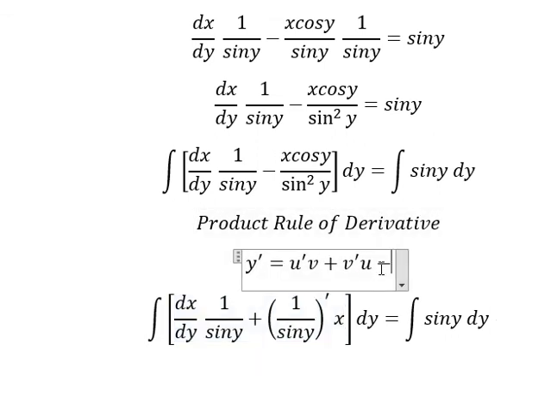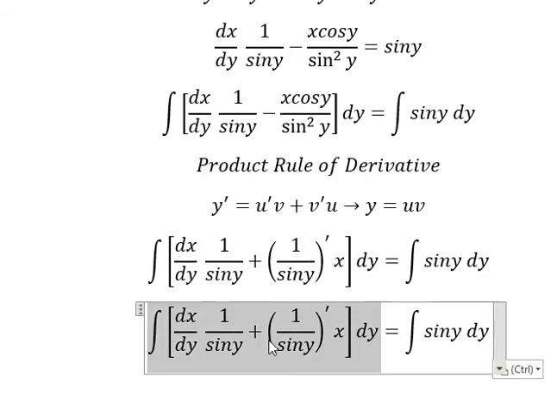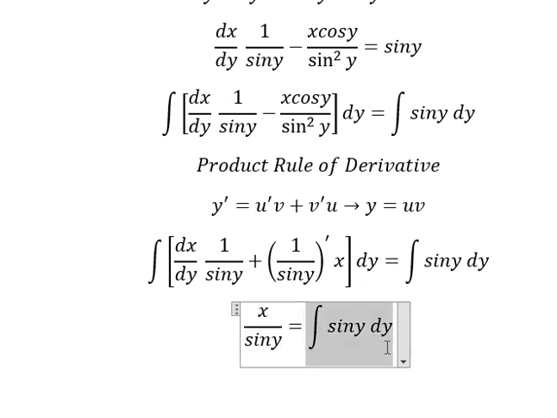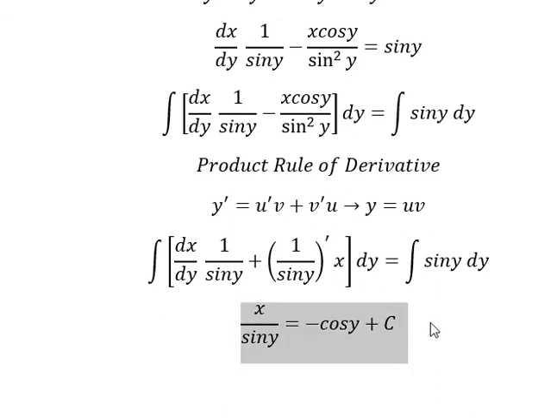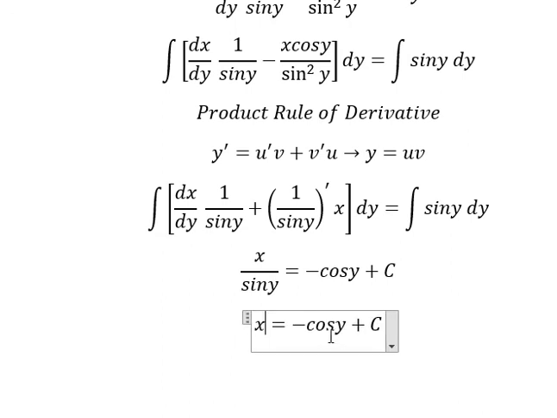If we do this integration, you get y equals uv. So the integration of this one, you get s over sine y. The integration of sine y, you get negative cosine y, and we put c. Later we multiply both sides by sine y. And this is the final answer.